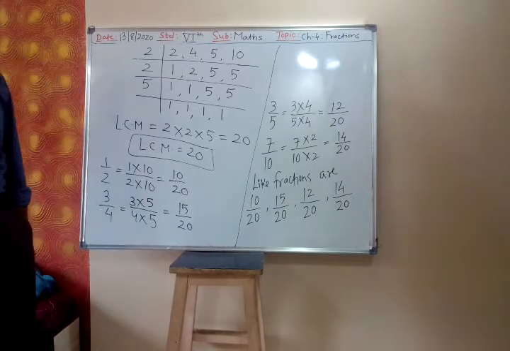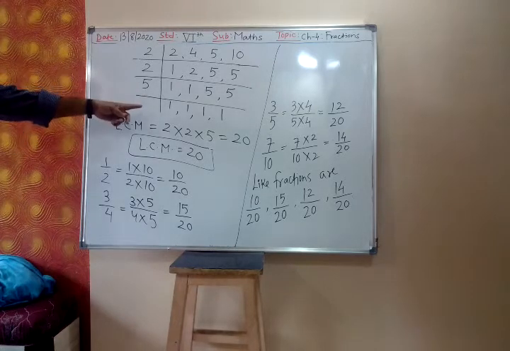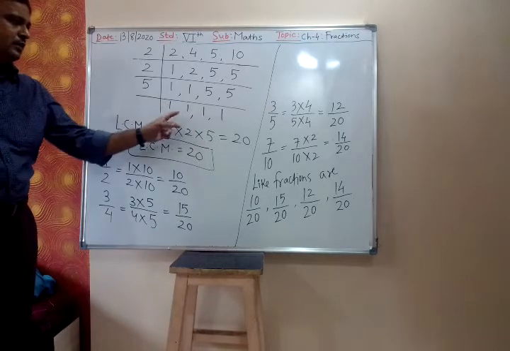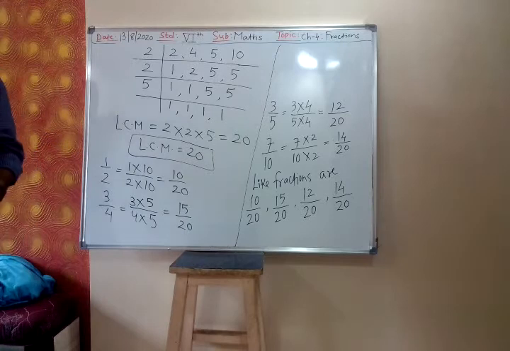Now, write the first, B part, 5 by 3. So you find the LCM by the common division method, and we stop when we get all the numbers on the right-hand side as 1, 1, 1, 1. Whenever it is 1, 1, 1, 1 on the right side, you have to stop the division.